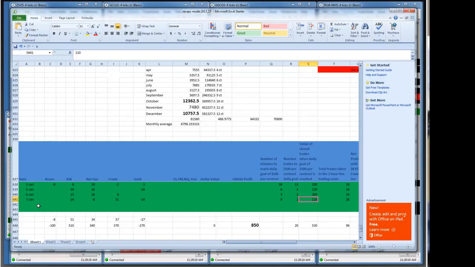All right. Now, today, in the live trading room, we made 14 ticks on the Russell. We lost 8 on gas. We made 31 on crude, and we lost 14 on gold. It took us 9 minutes.